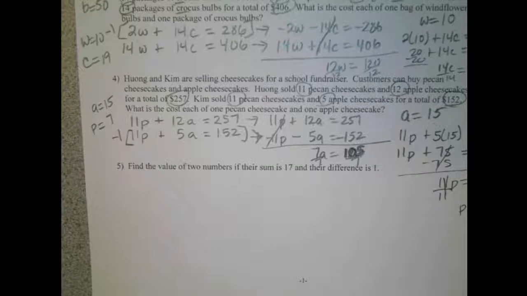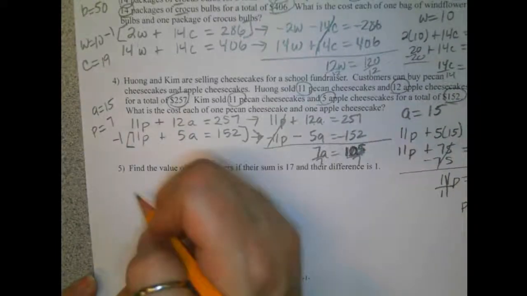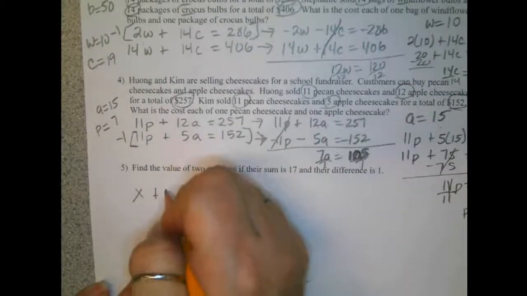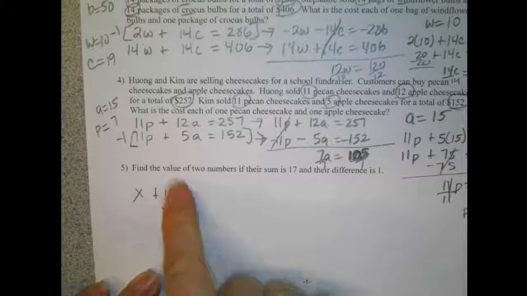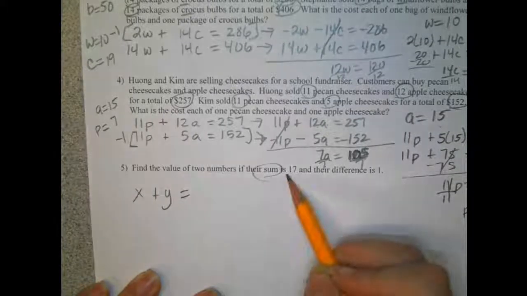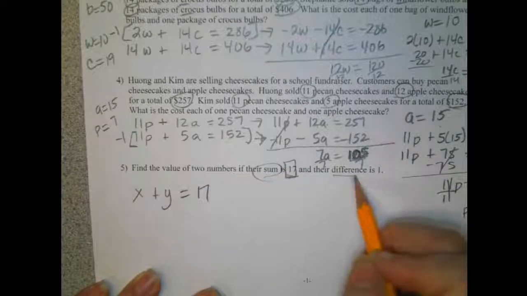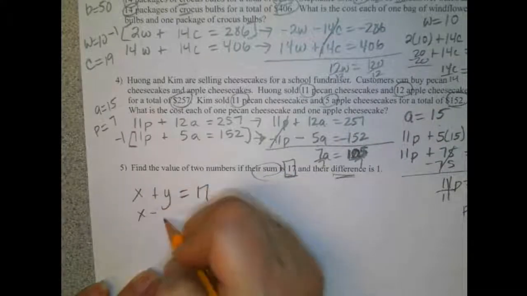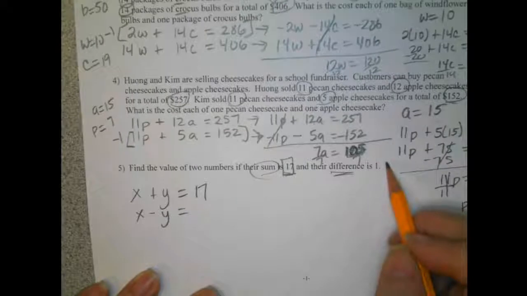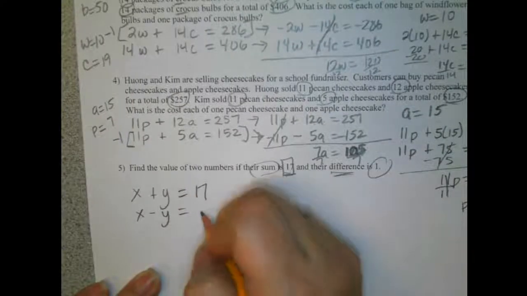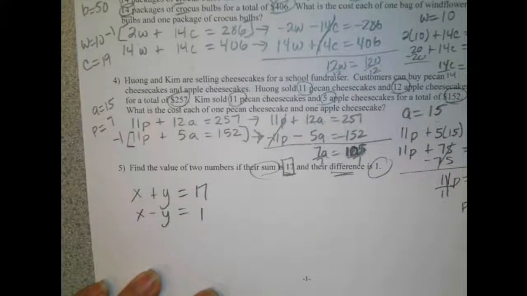Okay? So number 5, find the value of 2 numbers if their sum is 17 and their difference is 1. So we're going to do x plus y is equal to what? If their sum is 17. Their difference means I'm subtracting, x minus y, and it's going to be 1. Okay? So far, so good?